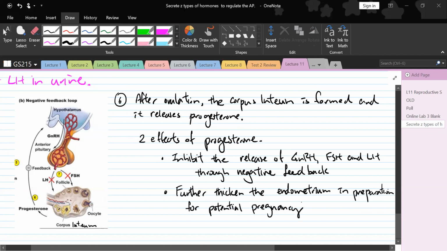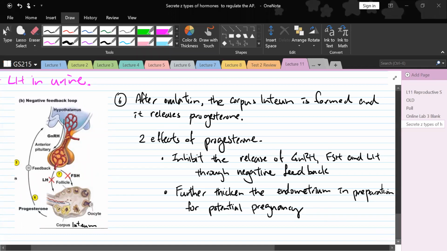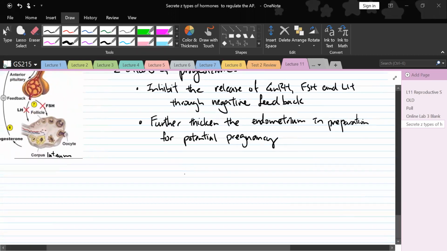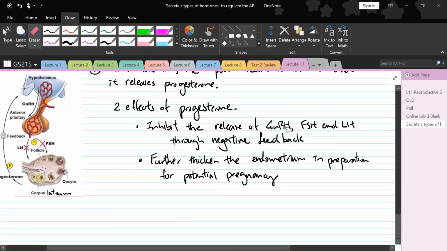Okay, because now the egg is in the fallopian tube. Fertilization, if it's going to happen, is going to happen anytime now. Okay, so it will further develop the blood vessels, further thicken the endometrium, just in case fertilization occurs. Then you have to be ready for the implantation. Okay, so that would be number 6. Okay, and the inhibition of GnRH will cause FSH to lower as well. So that would be number 7 here. Okay.